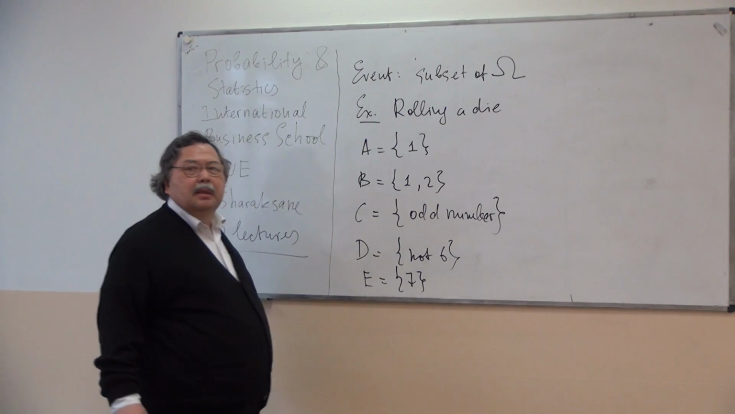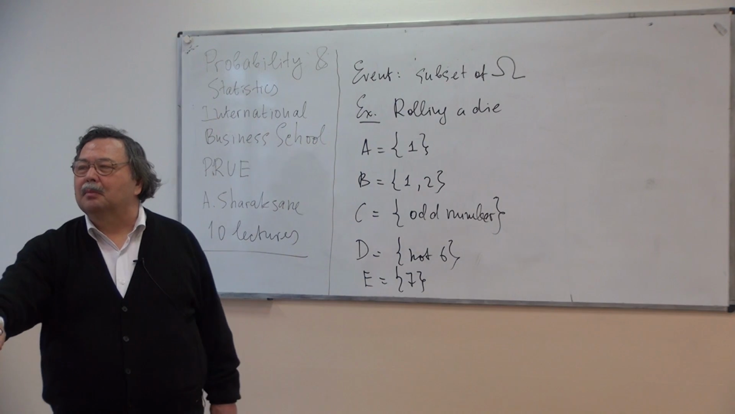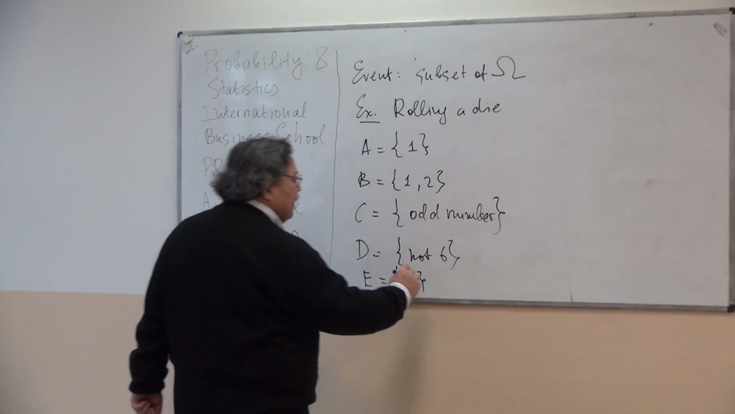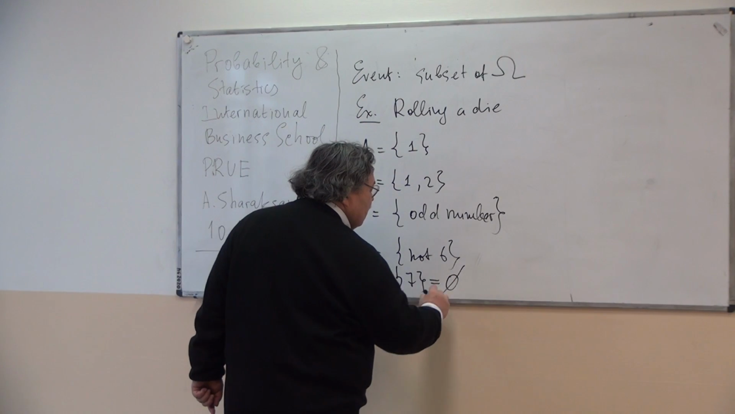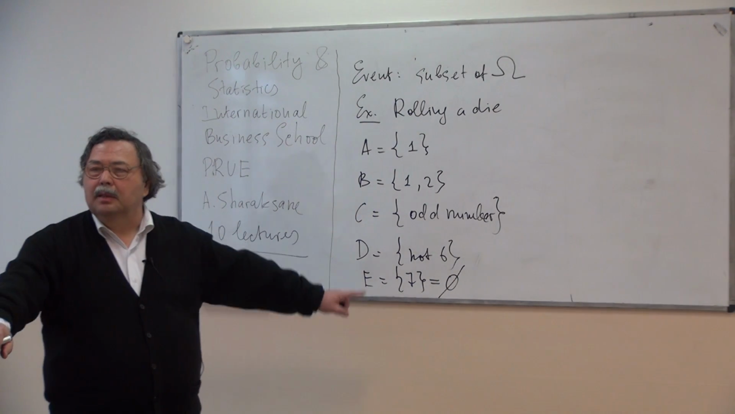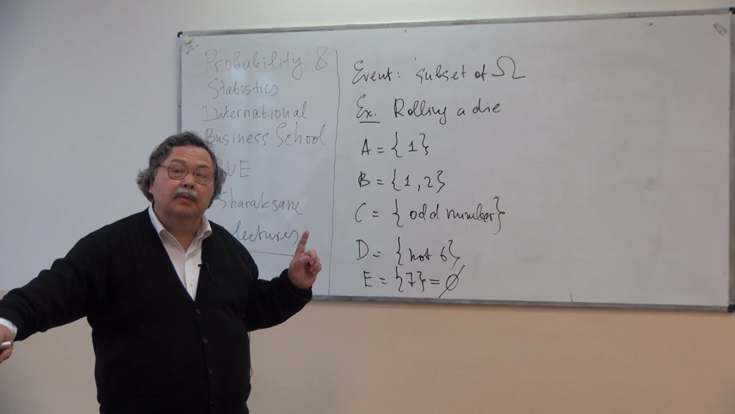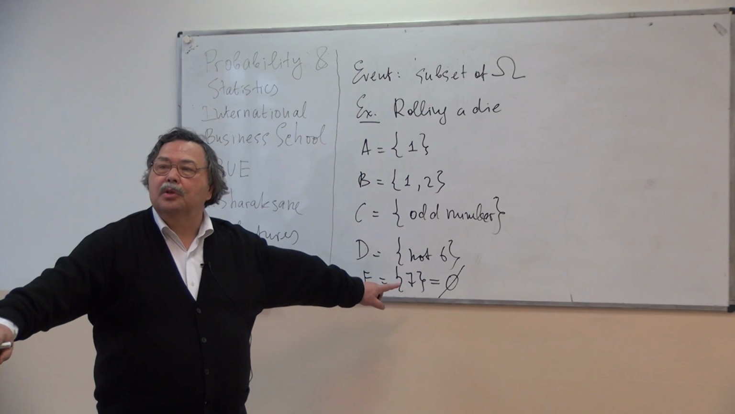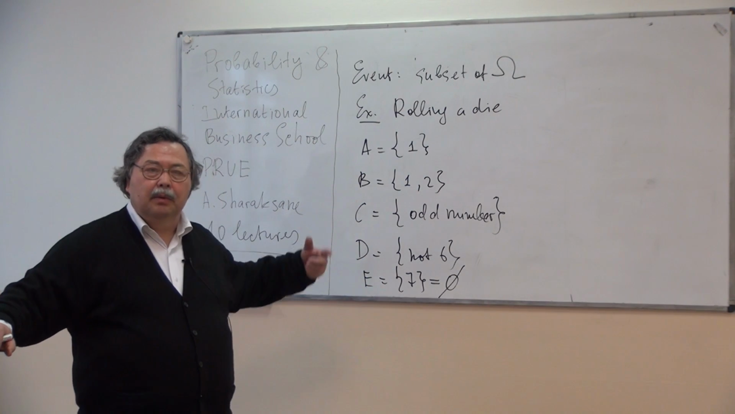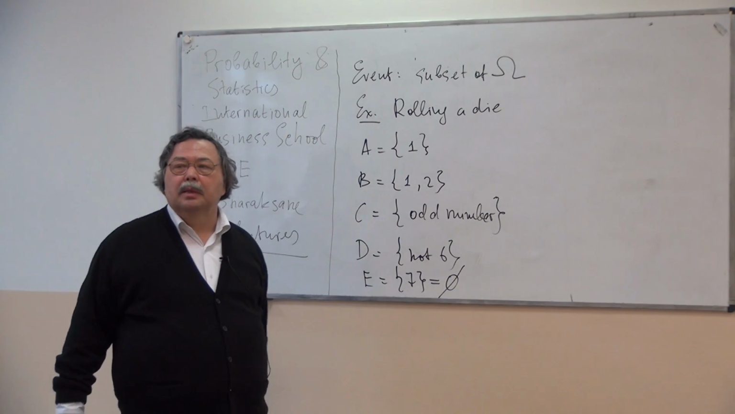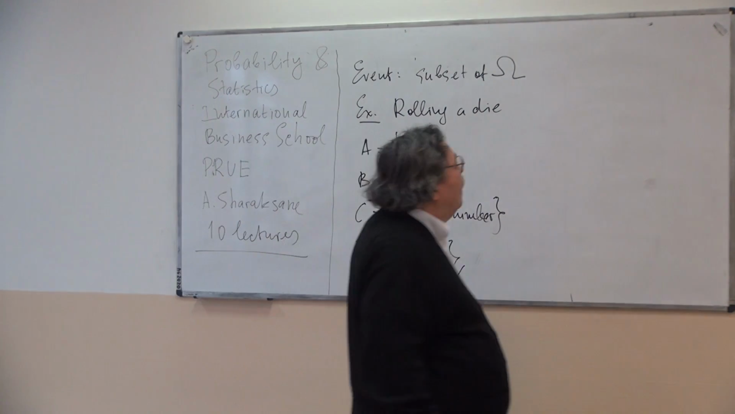The event of getting a 7. How many outcomes? None at all. It's an empty set, and this is an accepted notation for an empty set. So this is an empty set, but it's also an event. Okay, this is a legitimate definition. We can define an event in this way, but then we know that it's an empty set.